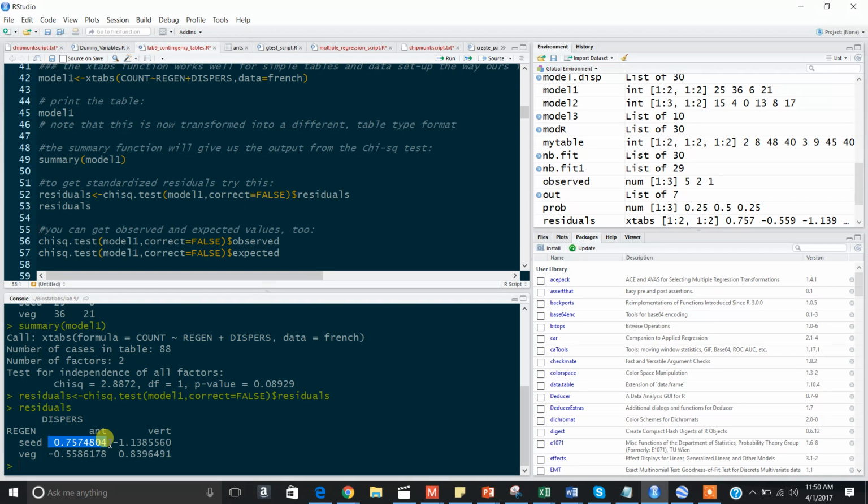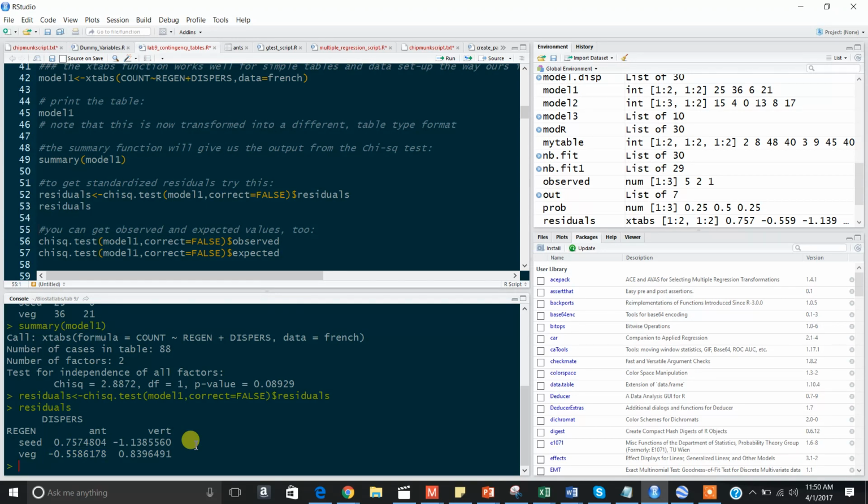And plants are more likely to have vegetative regeneration. So here we're in this vegetative regeneration area. So plants are more likely to have vegetative regeneration if they're vertebrate dispersed rather than ant dispersed. If they're ant dispersed, they're less likely than expected to have vegetative regeneration. So that's how you read and interpret the residuals.